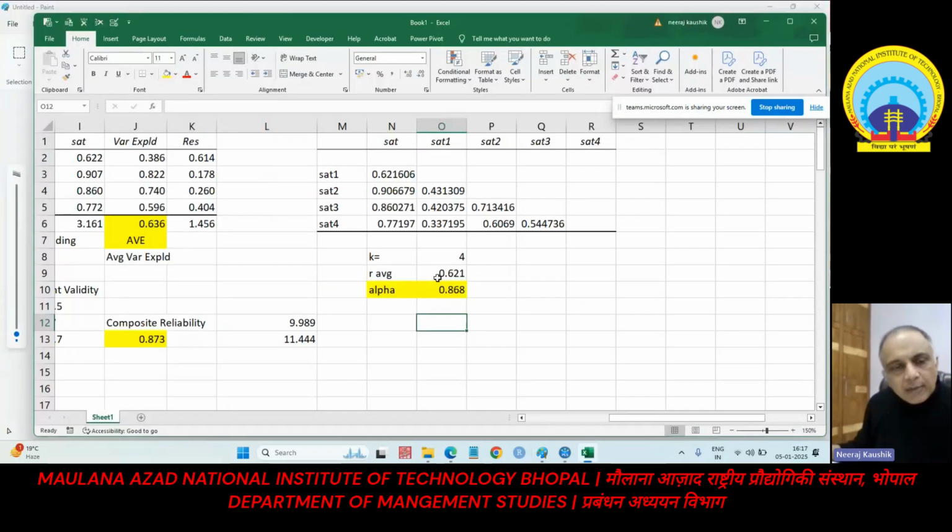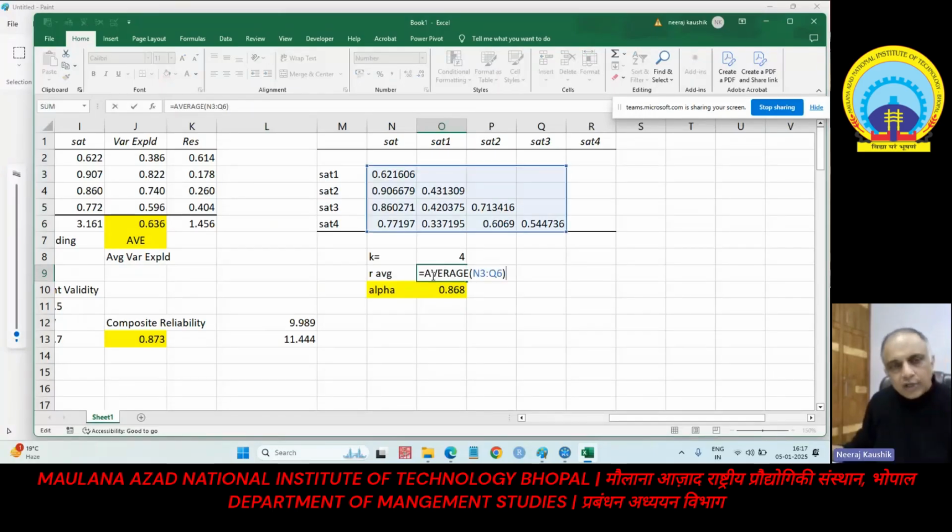How to find out the R bar? For all the constructs, you take the relation of every item in that construct with every other item. All possible pairs we computed, take their average, R bar. The formula is K into R bar divided by 1 plus K minus 1 into R bar.